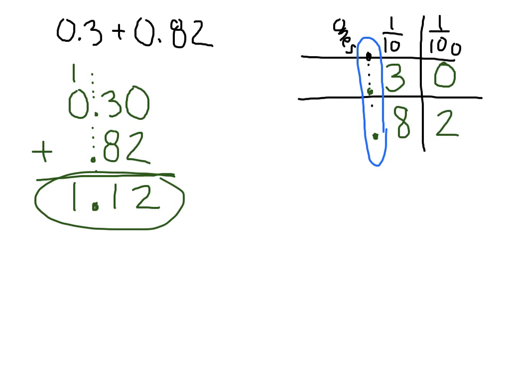So really when you're adding these for the standard algorithm, all you have to remember is to line up your decimal points. If you don't, you'll get it wrong more times than not. If you do, you'll never go wrong. And that's it for today's lesson.